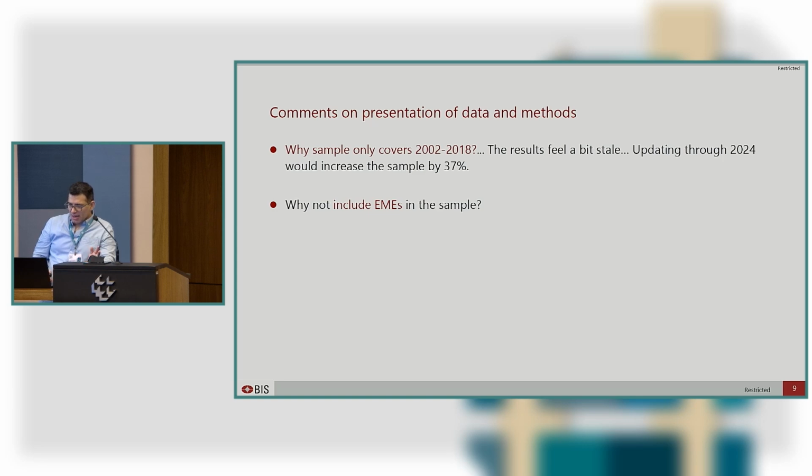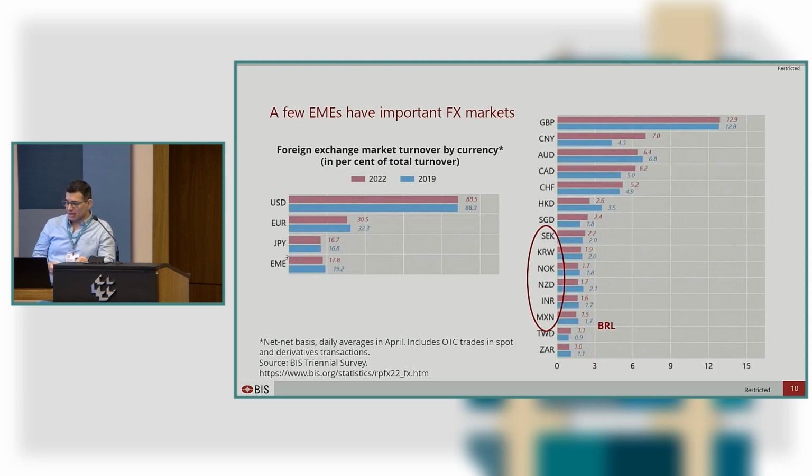And then a couple of questions about the data: why the sample only covers until 2018. If you bring the data to 2024, the sample would increase by about 37%. I think that would be quite a good improvement. These results also feel a little bit stale with data until 2018. And the last question is why not include emerging markets in the analysis?